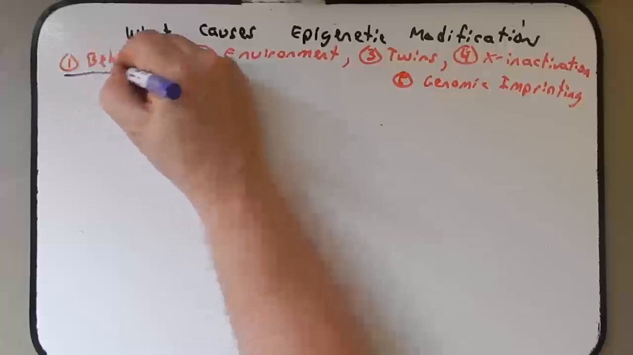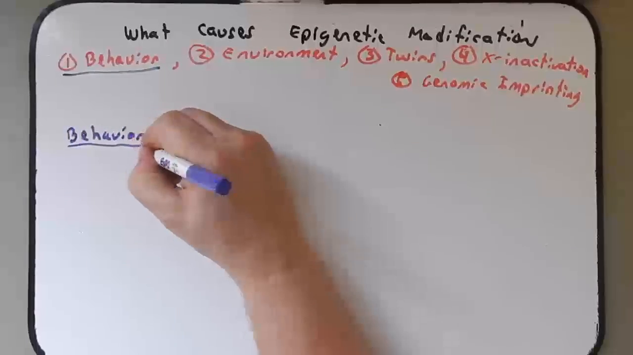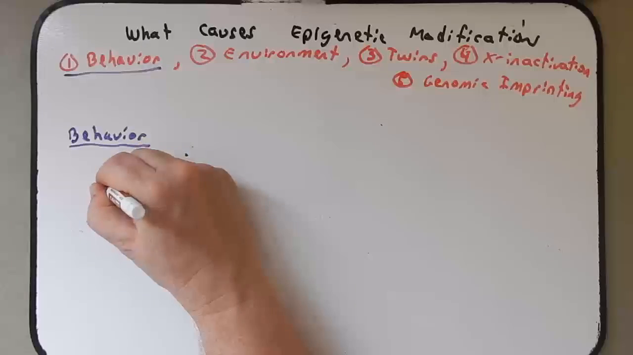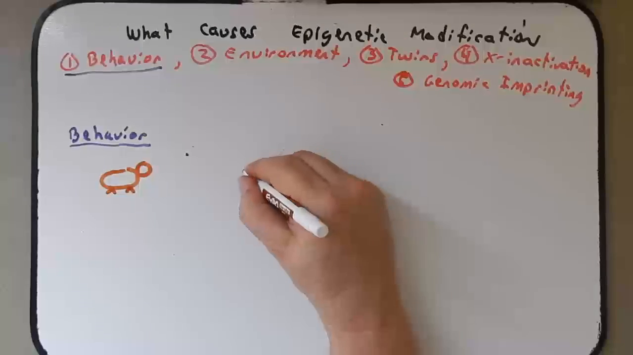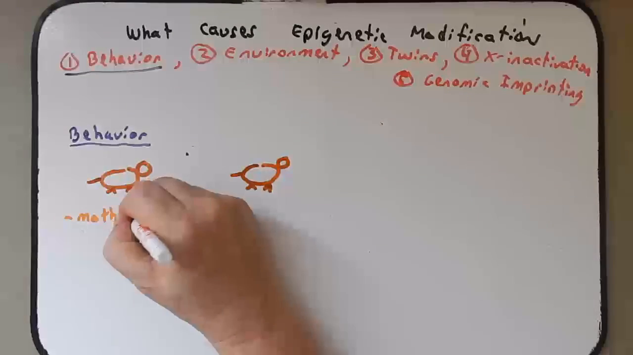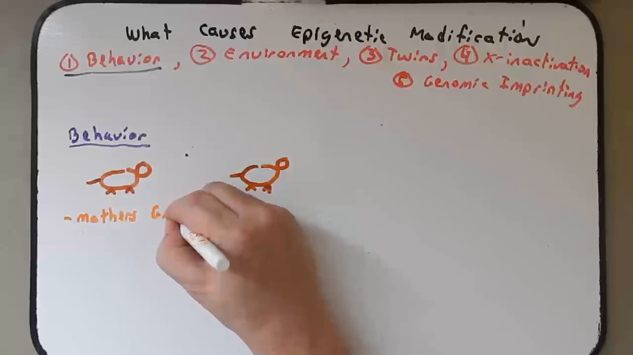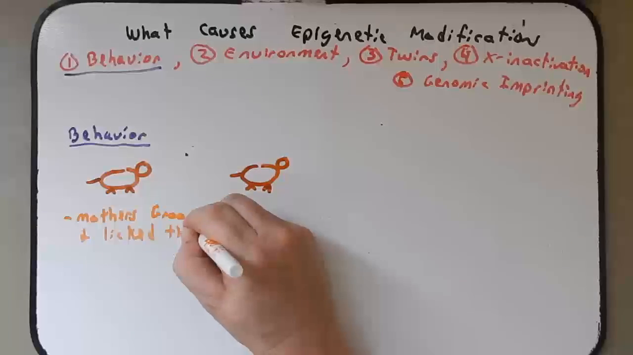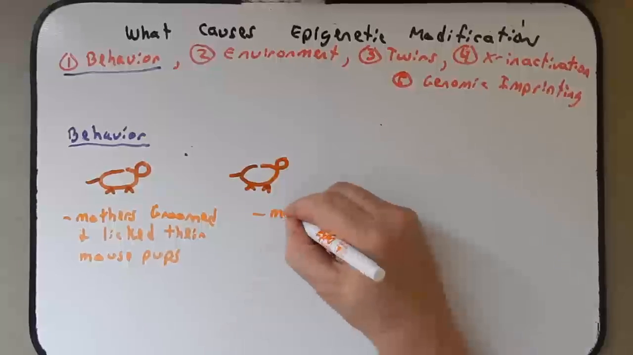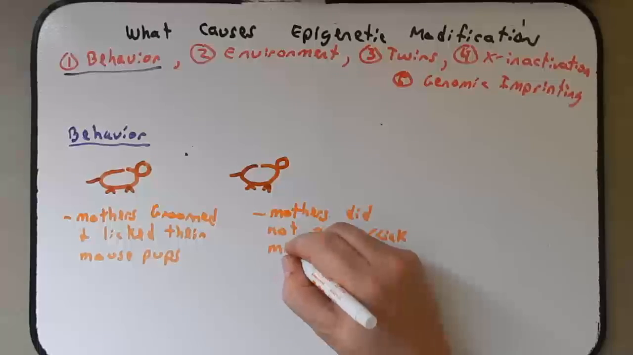All right, so with behavior here, there's several examples, but I want to talk about one in particular that's pretty interesting. And it's a study where they took mice. So they took two groups of mice. Here's my mouse, as awesome as it is. And this other population of mice. And in one population of mice, the mothers did what most mice mothers do, and that is they groomed and licked their mouse pups, the baby mice. In this other population of mice, mothers did not groom or lick the mouse pups.